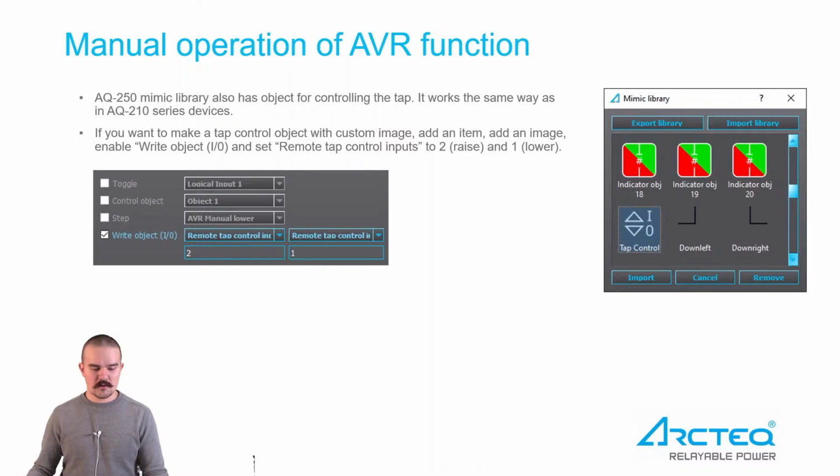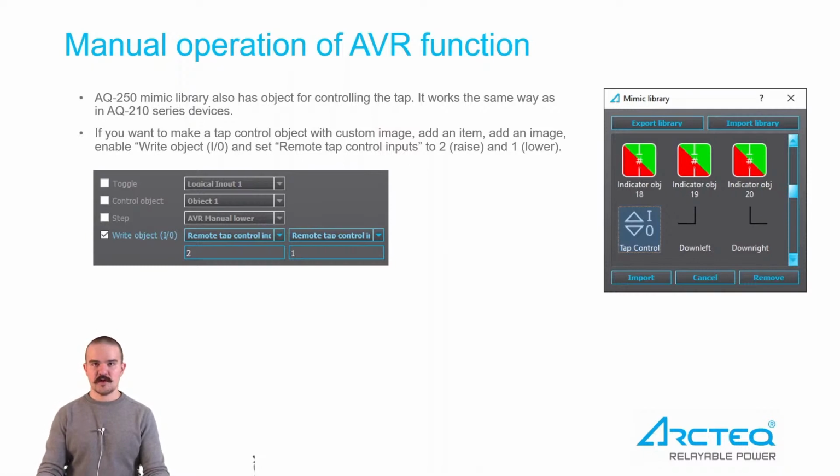In the AQ-250 Mimic library, there is also an object for controlling the tap. It works in the same way as in the AQ-210 series. But if you want to make a tap control object with a custom image that you have made yourself, you can add an item, then you add an image, enable write object over here, and then remote tap control inputs to raise and lower.